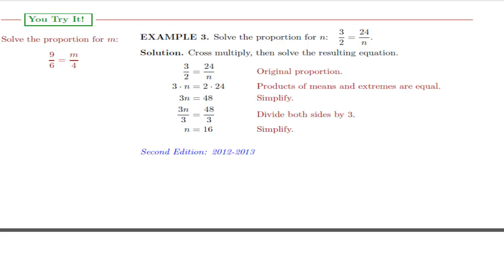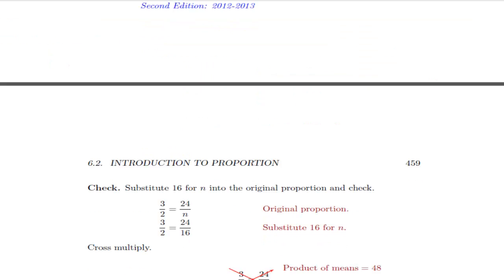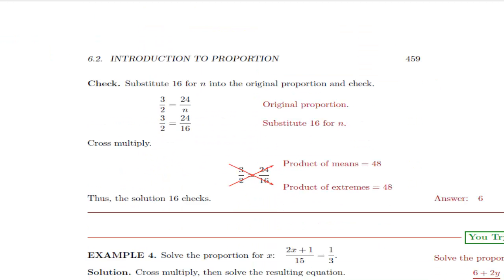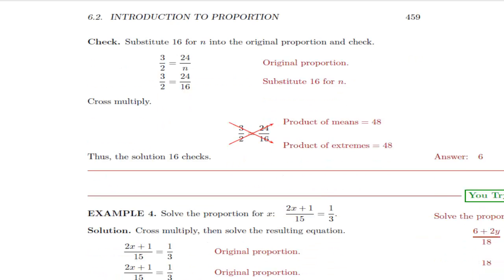So on the left we have 3 times n divided by 3 equals n, and on the right 48 divided by 3 is 16. To check, substitute 16 for n into the original proportion and check. So when we substitute 16 for n, we get 3 over 2 equals 24 over 16. When we cross multiply, we have the product of 3 times 16 equals the product of 2 times 24, and both are 48. Therefore, the solution 16 checks.